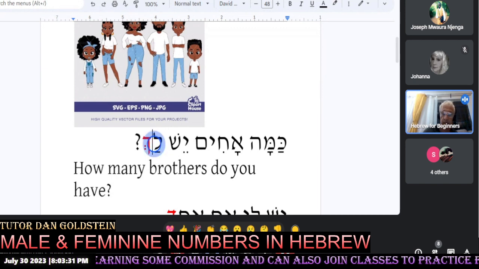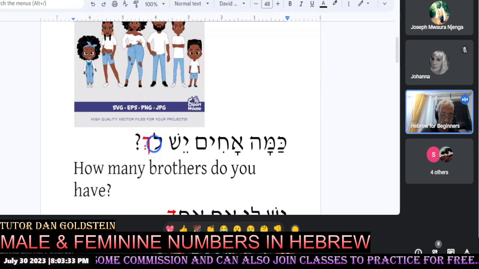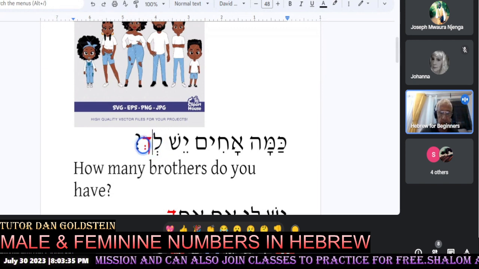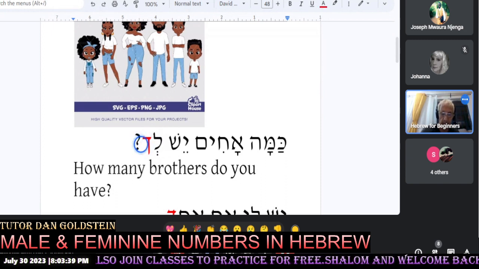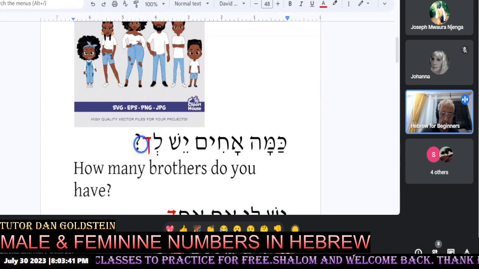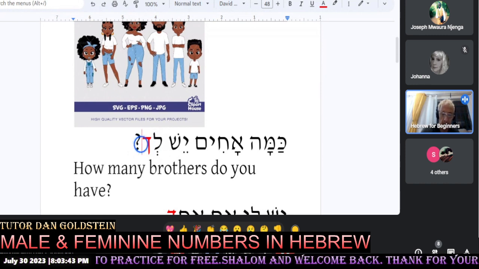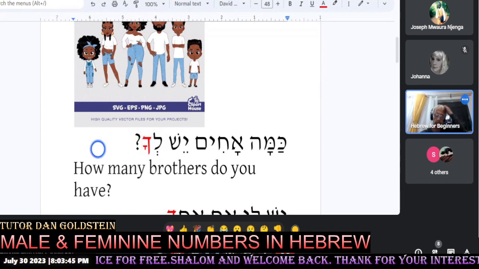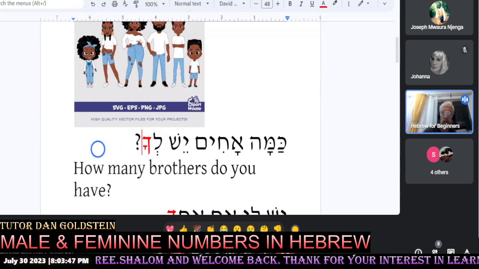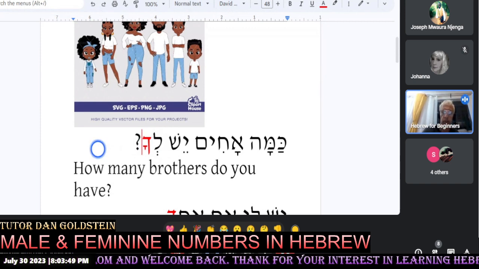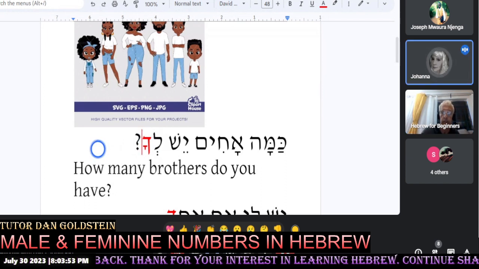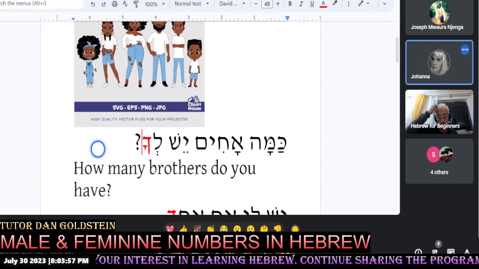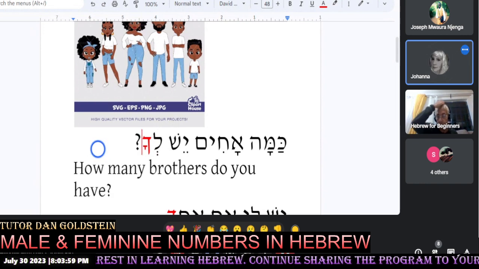So what does that look like? Then it would be a shva under the lamed and a kamatz inside of the kaf sofit. Is this starting to answer your question a little bit on this last word, Johanna? Yes, because I was a bit confused of it. Right.